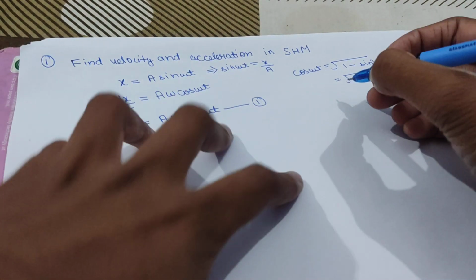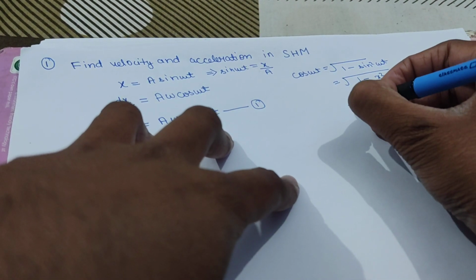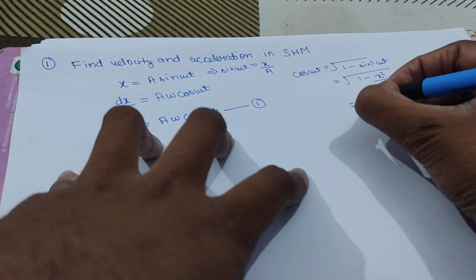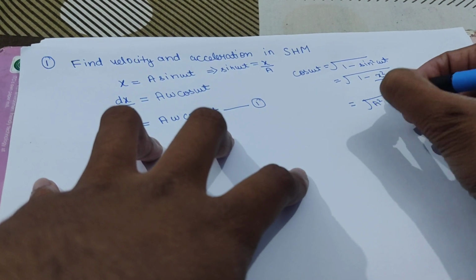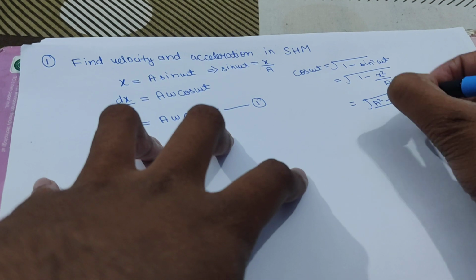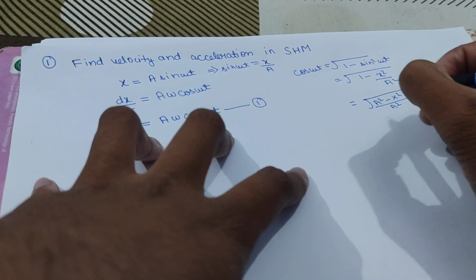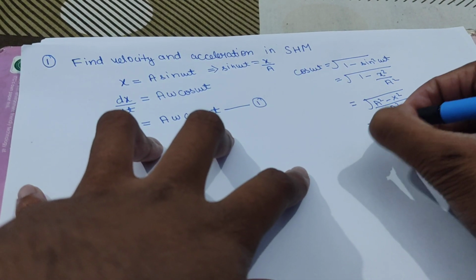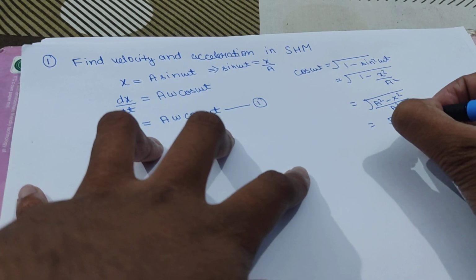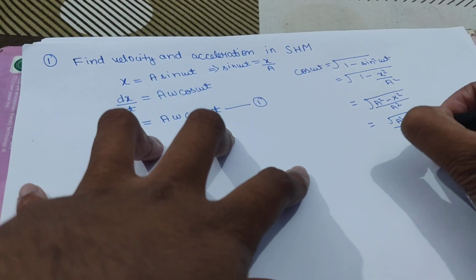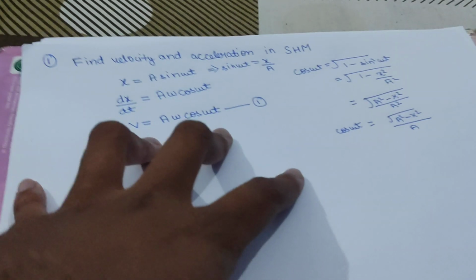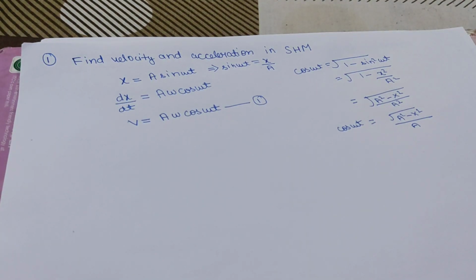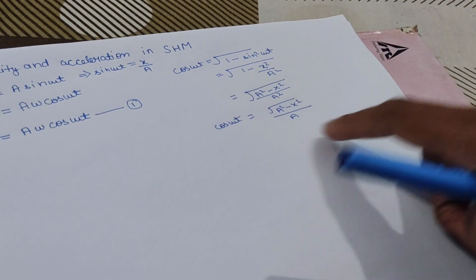So now you need to solve it. A square by x square by a square, whole under root. So it will be under root a square minus x square by a. It is cos omega t.